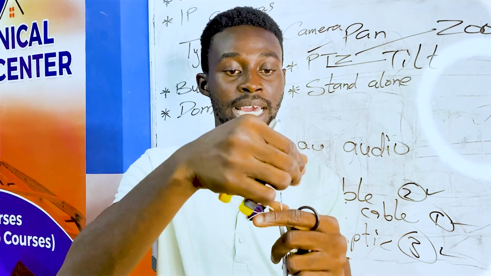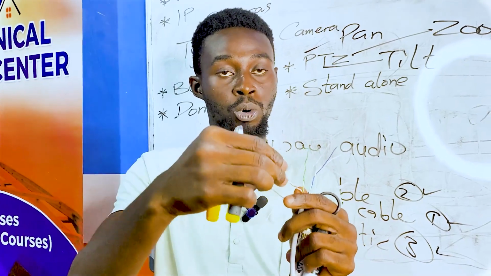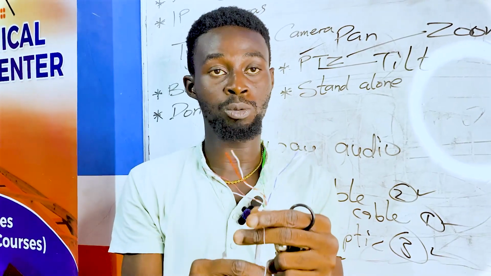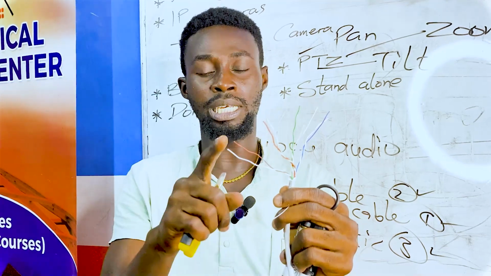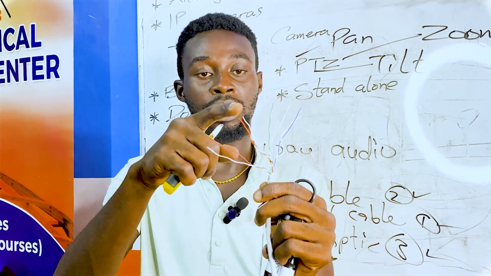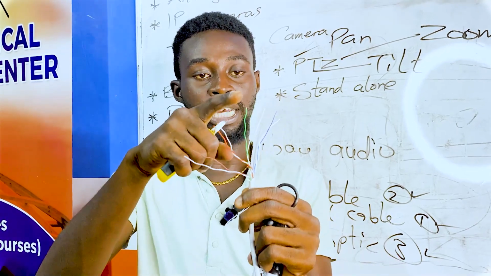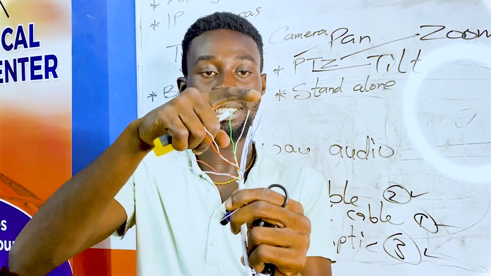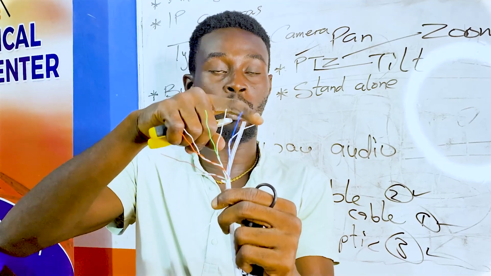So you can see here 8 different wires in one cable, but they are paired into 4. You can see brown, brown-white, orange, orange-white, green, green-white, blue, and blue-white as well.